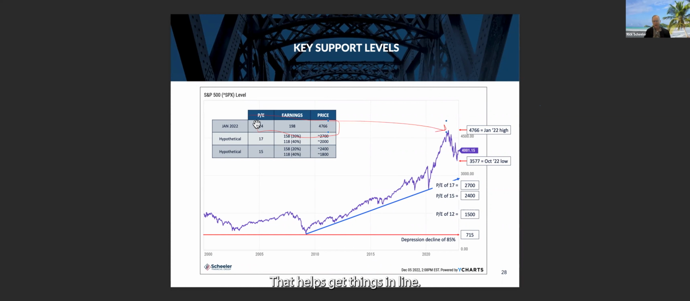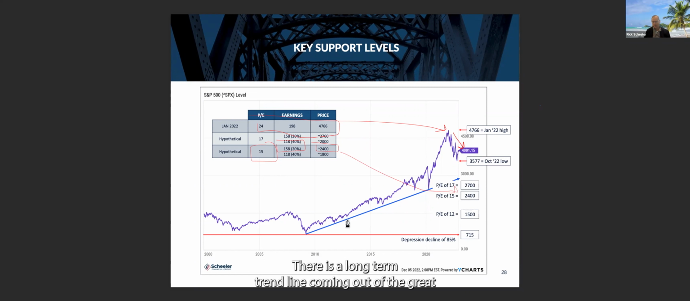That helps get things in line, but it would seem that there's still a long ways to go. If we did get down to 15 on the PE and we did have a 20% decline in earnings, that would get us to about 2,400 on the S&P 500, which would be about a 50% decline. And you can see that this right here is the long-term. That's 2,400. That's pretty low. That's about the COVID lows. That's where that would take us.